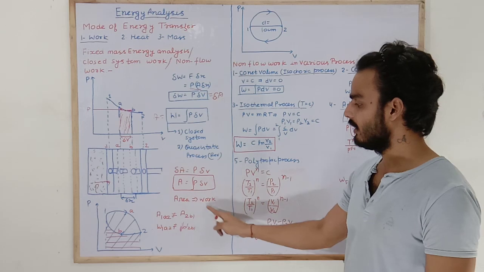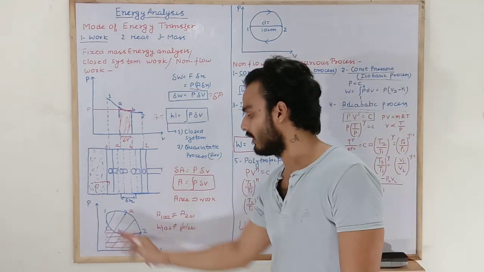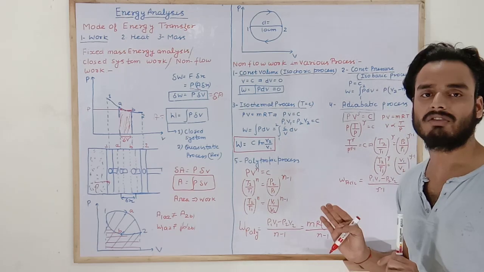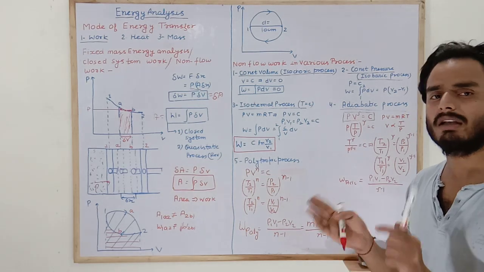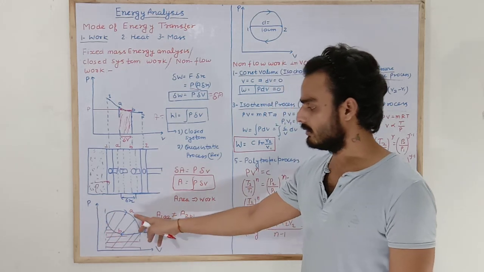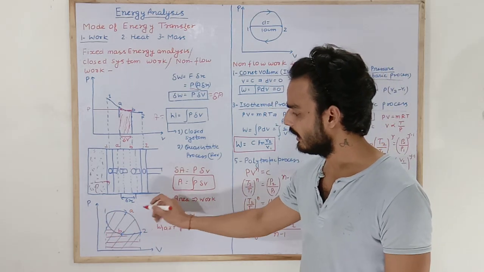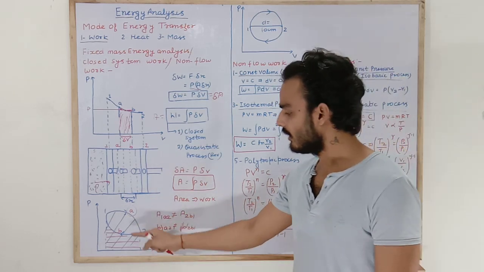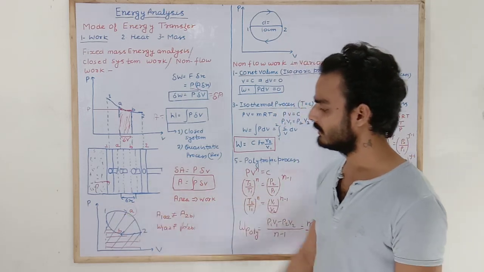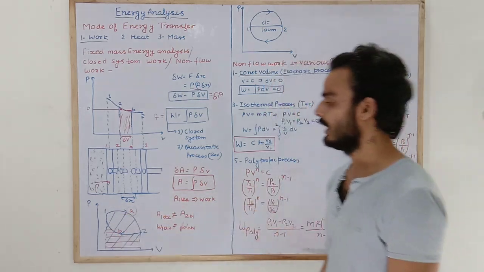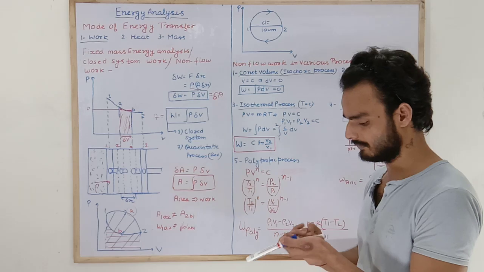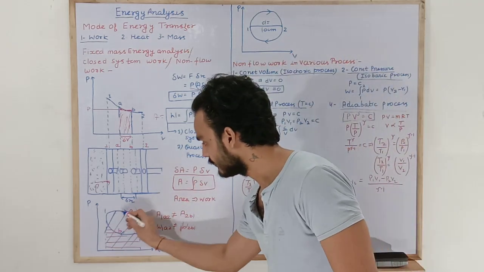So area represents work. Look here, I am also drawing a PV curve. We know work and heat are path functions. If you change the path, work will change and area will change, because work means area. Suppose a system is going from state 1 to 2 by this path A, and returning back to state 1 by this path B. If I calculate the area from 1 to 2, this will be the area.